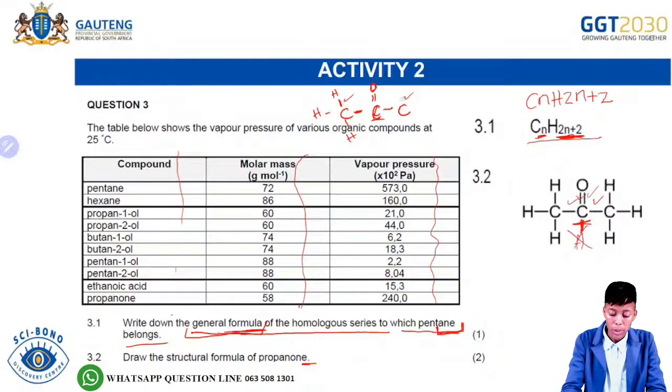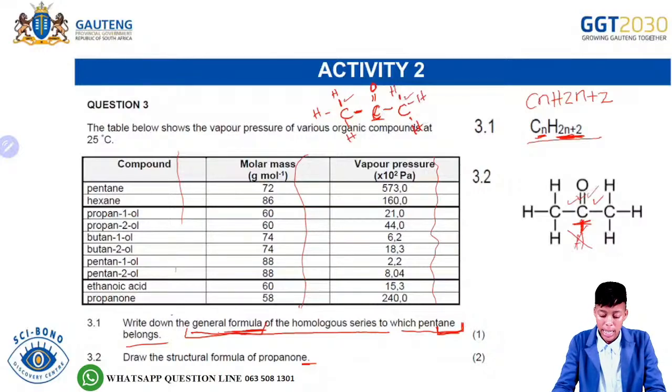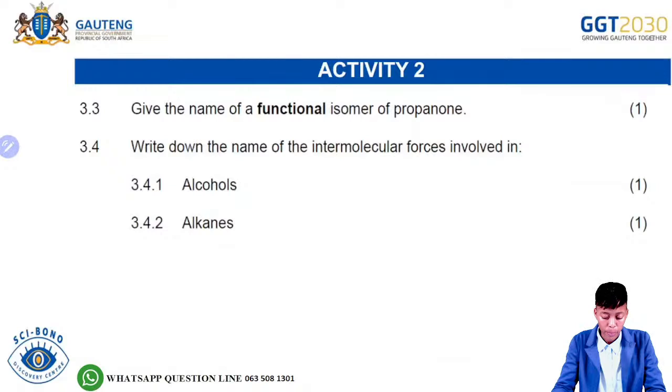And then the one on the right only had 1 bond, so we are able to complete it and add the 3 hydrogens on the last carbon there. Then 3.3 says give the name of a functional isomer of propanone. So they want a lot of things here.